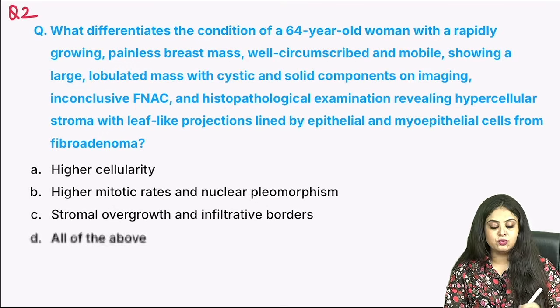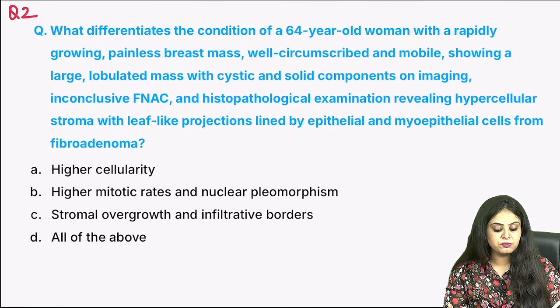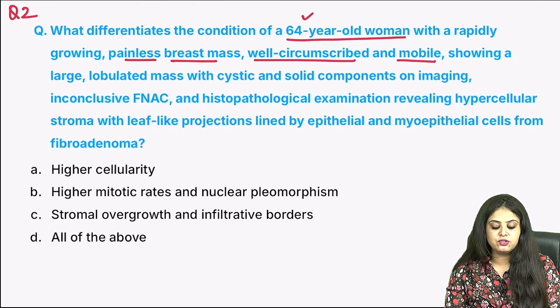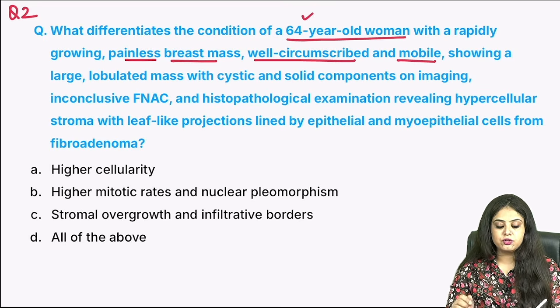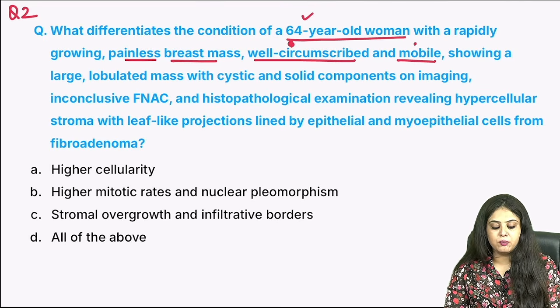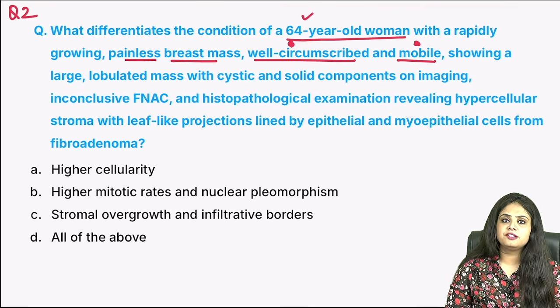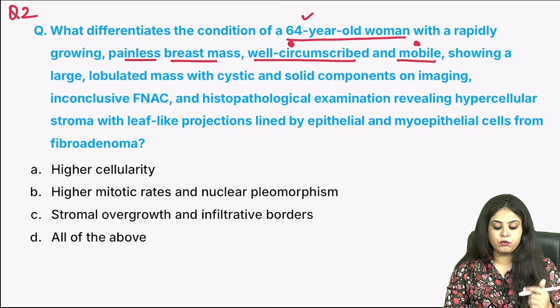Moving on to question 2, which was asked a lot by students, so I thought let's include it in one of the MCQs. So here we have a 64-year-old woman with a rapidly growing painless breast mass which is well circumscribed and mobile. See, the history, obviously age pointed towards a cancer, but when I saw the description of it, which is well circumscribed, it is mobile, and now I think maybe it is a fibroadenoma, which is more commonly seen in reproductive age group but can be seen when it is described this way. But let me go forward.